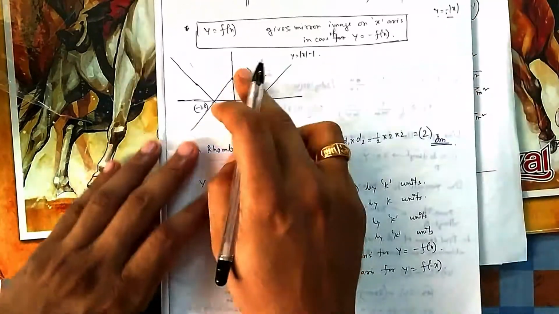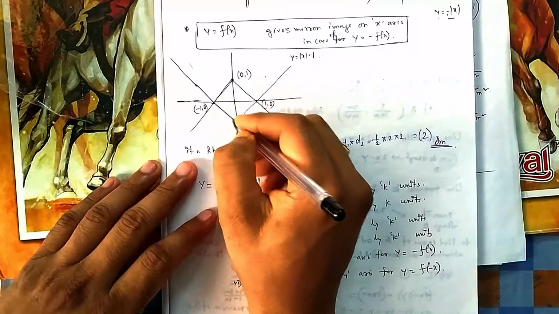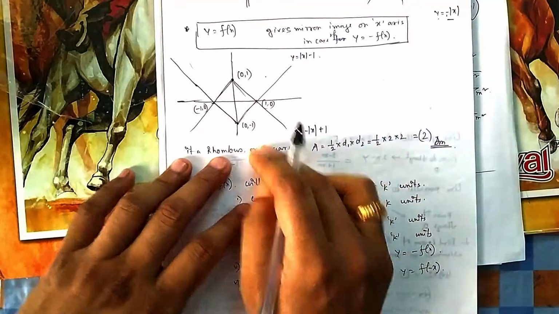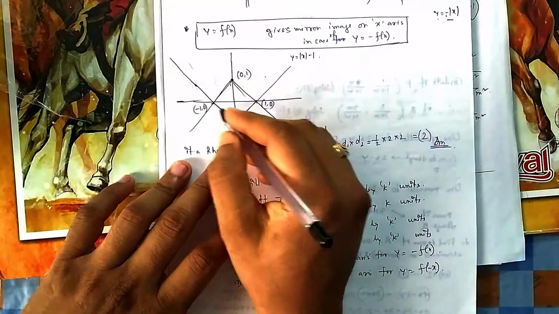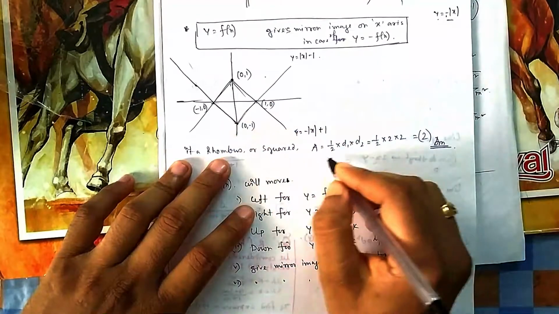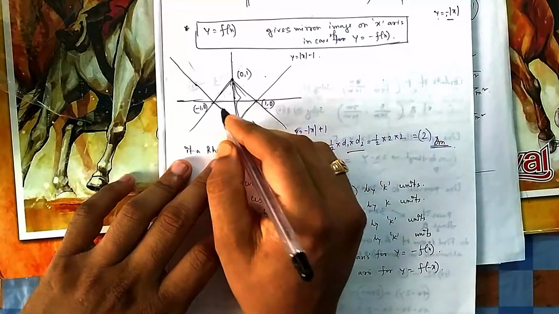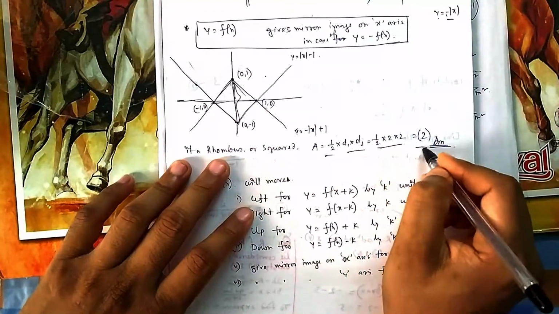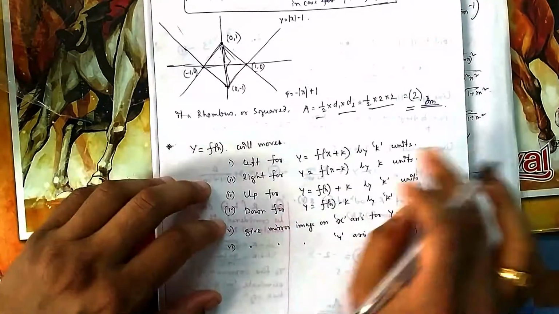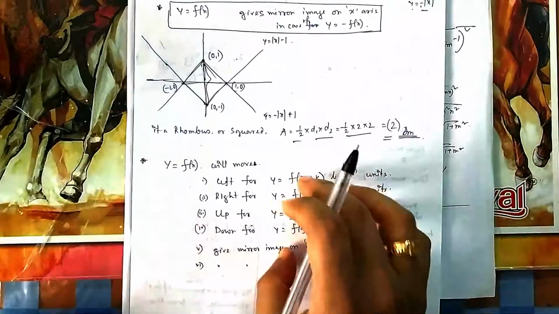So it is up. So this is the rhombus, you can say, or square. If you know the diagonals, then what is the area? Half d1 into d2. What is this diagonal? This length is 1 unit here, 1 unit, so it is 2. This is also 2. So half into 2 into 2, the area is 2. I am skipping these because we will do them in the function chapter in detail.